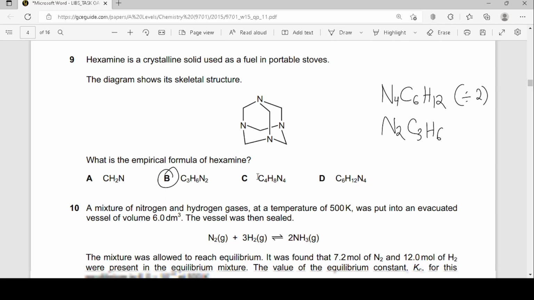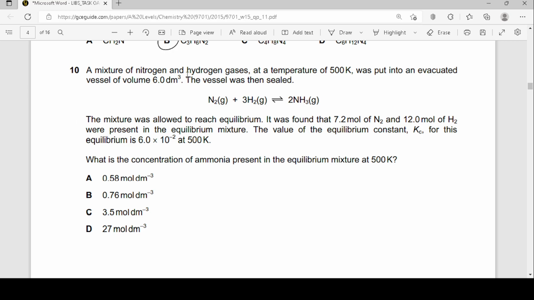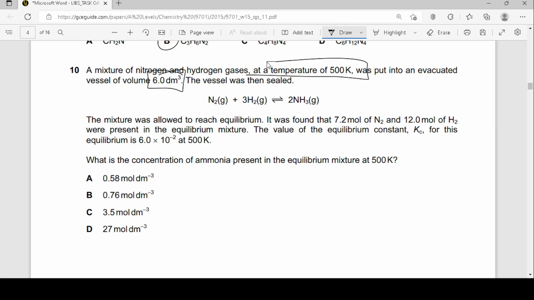Question number 10. A mixture of nitrogen and hydrogen gases at a temperature of 500 kelvins was put into an evacuated vessel of volume 6 dm cubed. The vessel was then sealed. So it's a closed system, meaning it can get to dynamic equilibrium. The mixture was allowed to reach equilibrium. It was found that 7.2 moles of N2 and 12 moles of H2 were present in the equilibrium mixture. The equilibrium constant Kc for this equilibrium is 6 × 10⁻² at 500 kelvins.